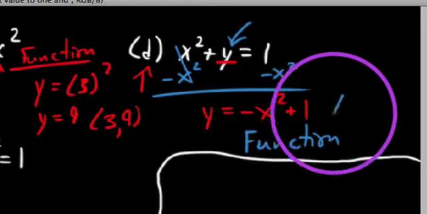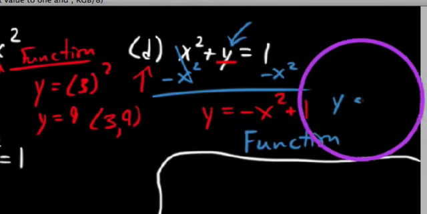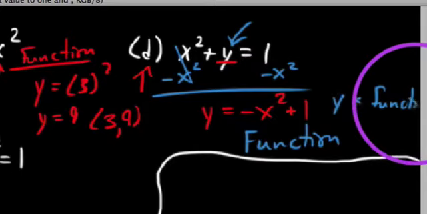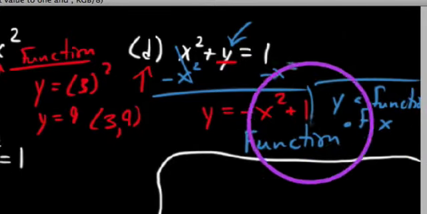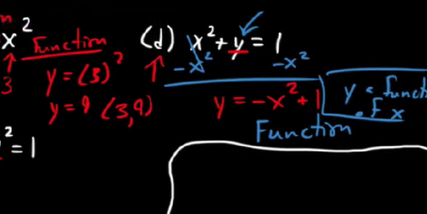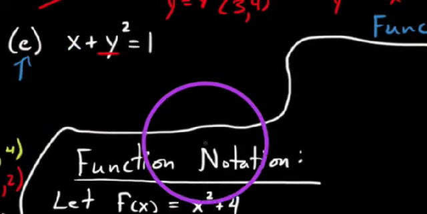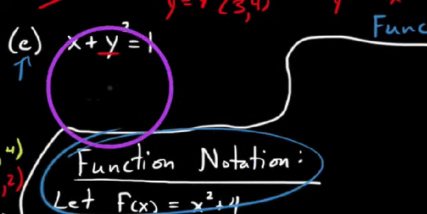So we say y is a function of x. Kind of went off the screen there. Y is a function of x. Okay, so let's look at example E here, and we'll talk about some function notation, and then we'll move on.